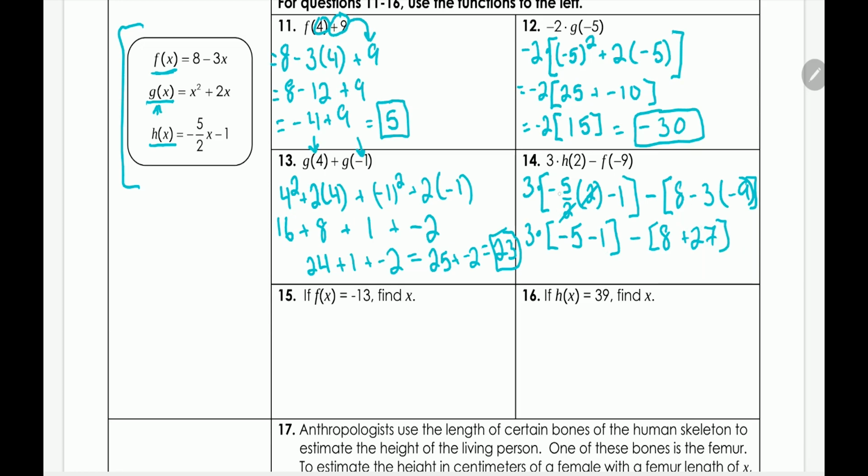If we simplify this down again, we have 3 times inside the bracket would be negative 5 minus 1, which is negative 6. Minus 8 plus 27 is going to be 35 inside the brackets. And then finally we have 3 times negative 6, which is going to be negative 18 minus 35. And if we simplify this, we get negative 53. And that's going to be our answer for number 14.